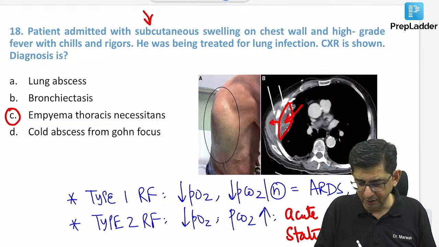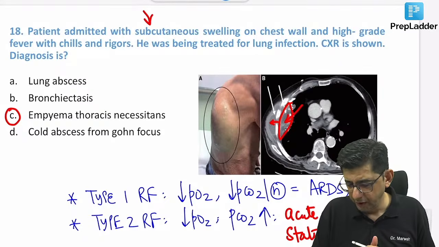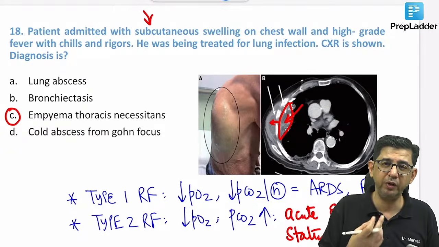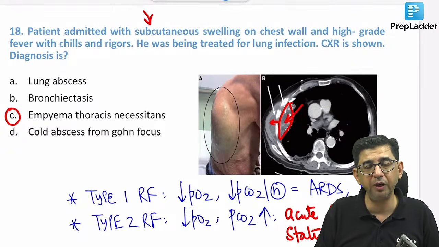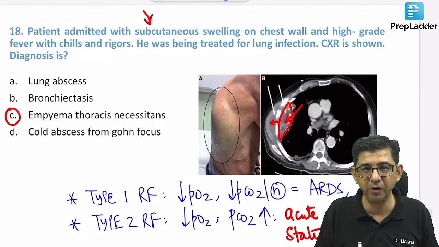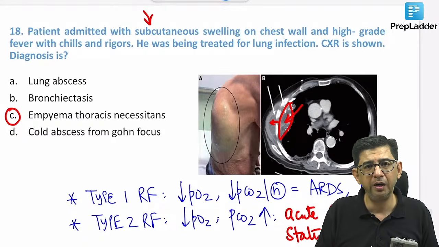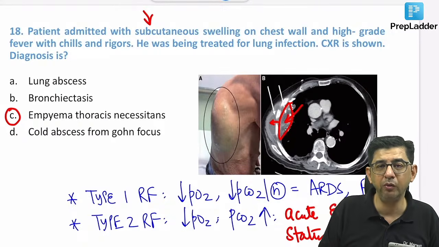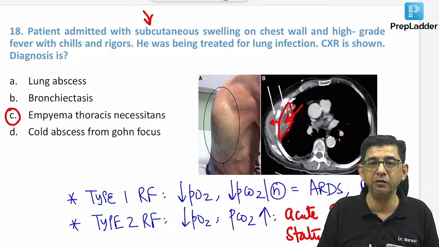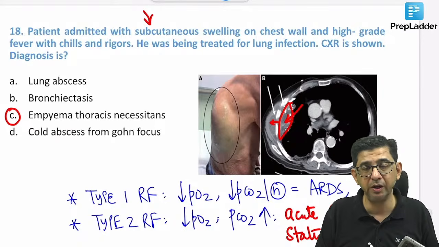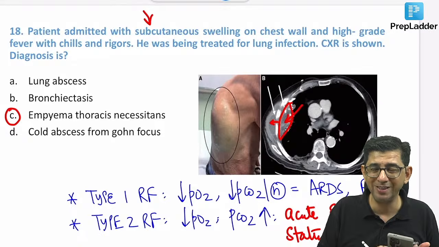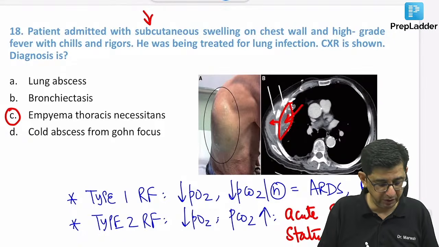So great, guys. Good that you're able to pick this up. This is not a lung abscess because there is no air fluid level that is given. Bronchiectasis will have those dilated, destroyed airways, so not present. And cold abscess would be the last thing on my possibility in somebody with a high grade fever with chills and rigors. Cold abscess does not present with high grade fever with chills and rigors.